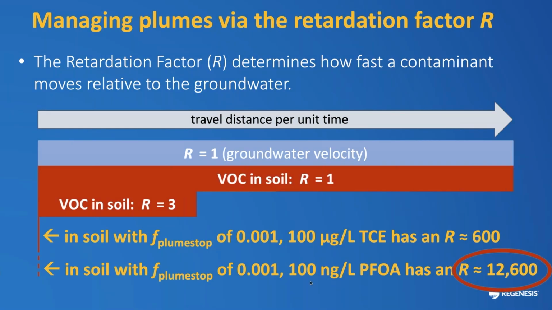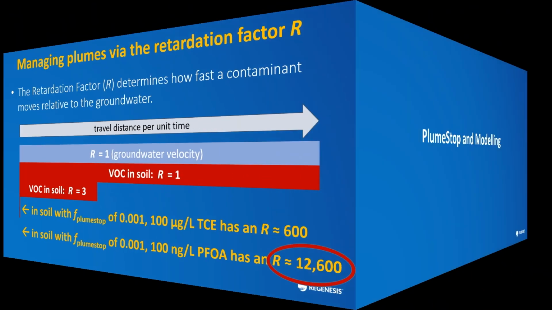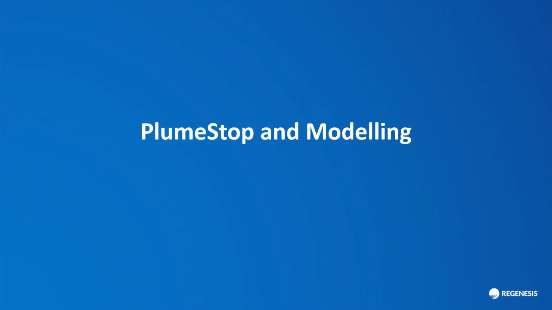That means that the PFOA is going to move at 1/12,600th the distance that a groundwater plume will move in a given amount of time. This is for illustration only. I've used single species for these calculations, but you can get an idea of the scale of difference that we can make.